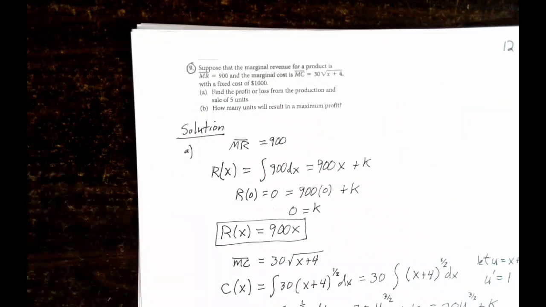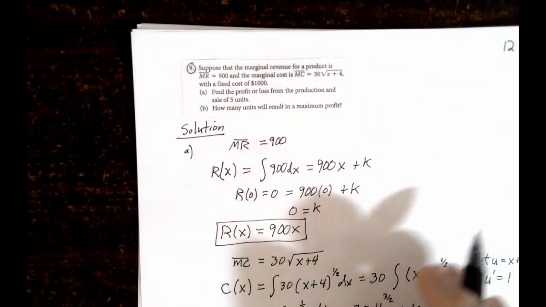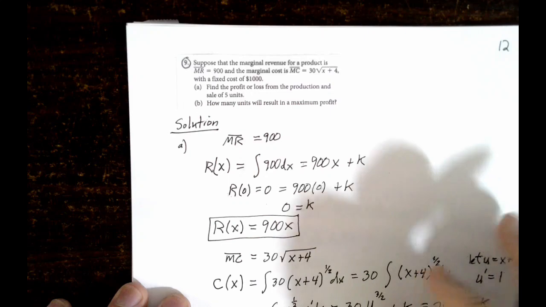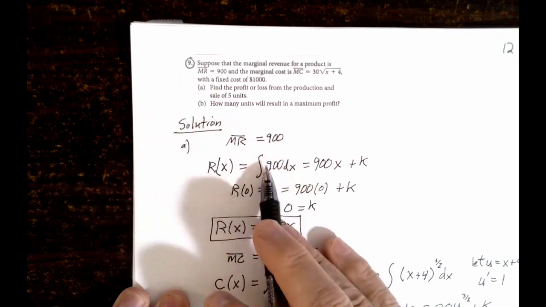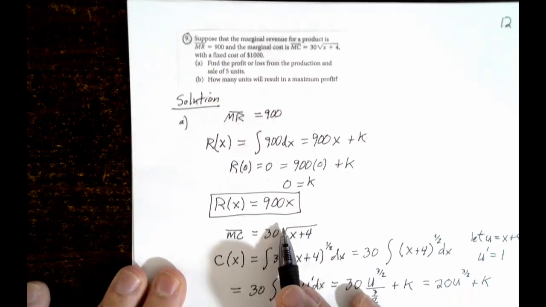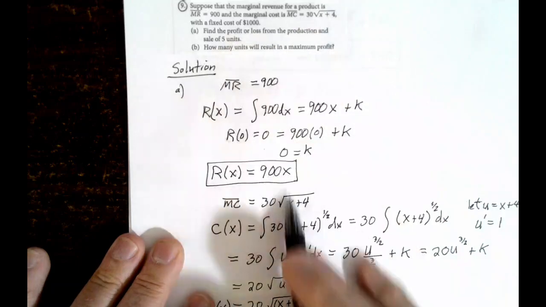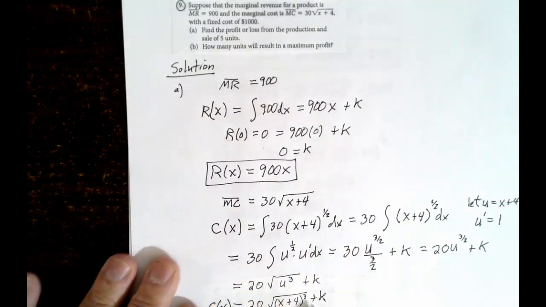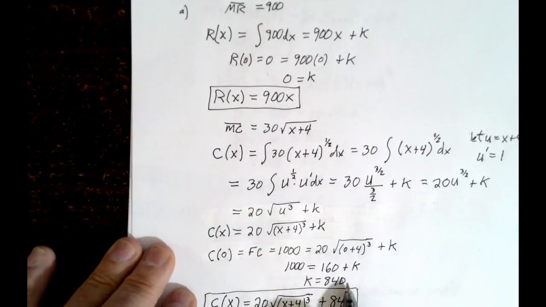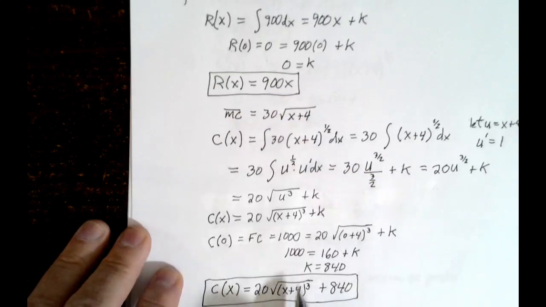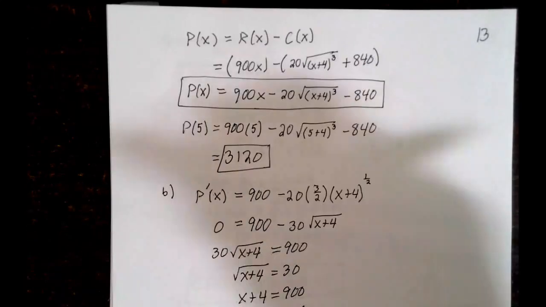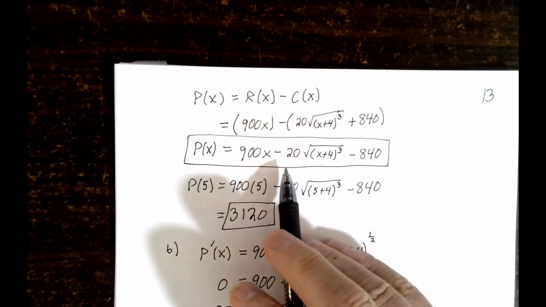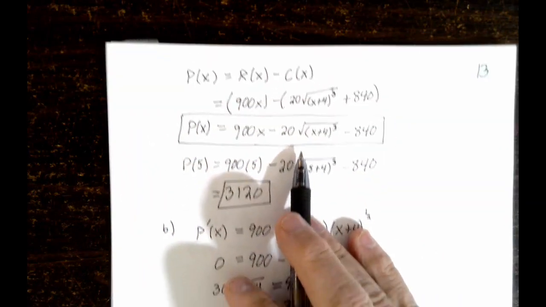On number 9, they ask you to find the profit or loss from producing 5 and how many will produce a maximum profit. So if you want to know maximum profit, you got to know revenue and cost first. So marginal revenue is this, and you integrate, nail down what k is. And then marginal cost is this, and you integrate, and then nail down what k is. And now you've got revenue, and you got cost. Okay, so you take the difference between them, and you get your profit.